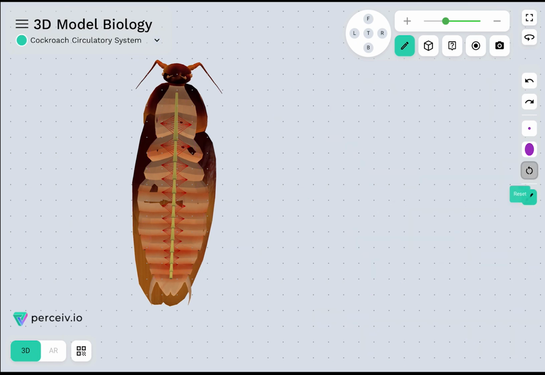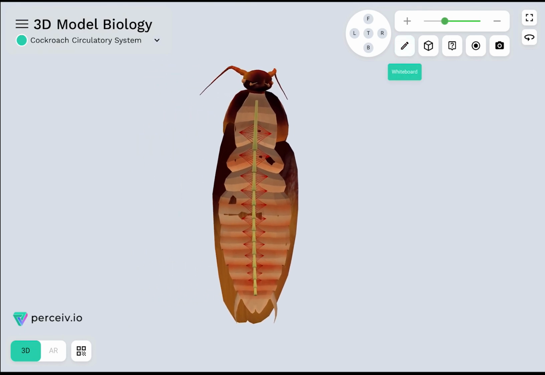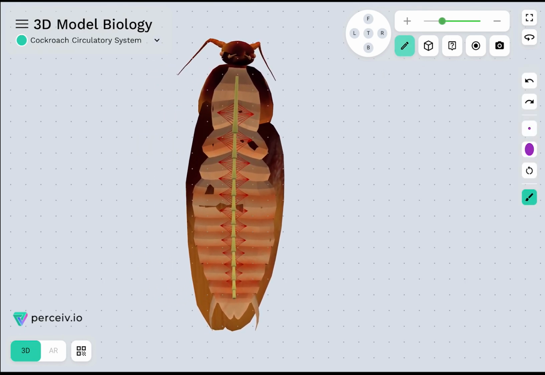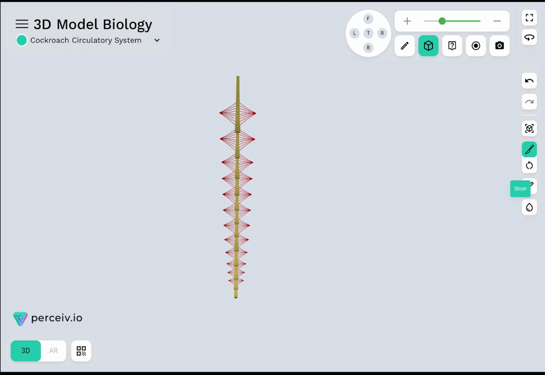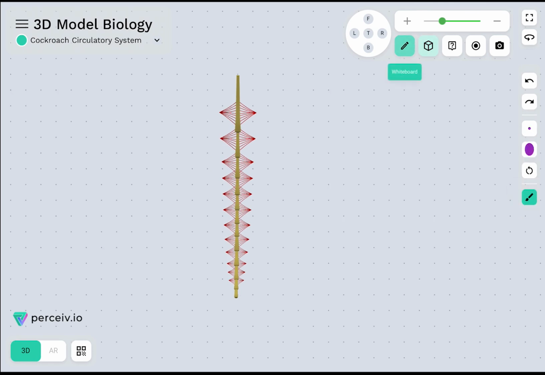Now we are going to see exactly its heart. The heart of the cockroach usually consists of an elongated muscular tube-like structure. If I isolate only the heart part, this is the heart part which you can see over here. I'm going to explain only the heart part first, and then we will see the entire body as well. These are the heart chambers which you can see over here.